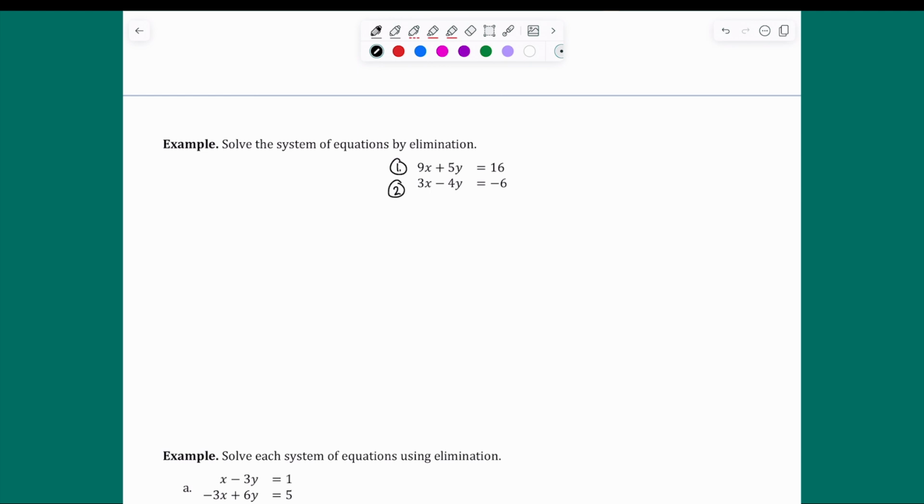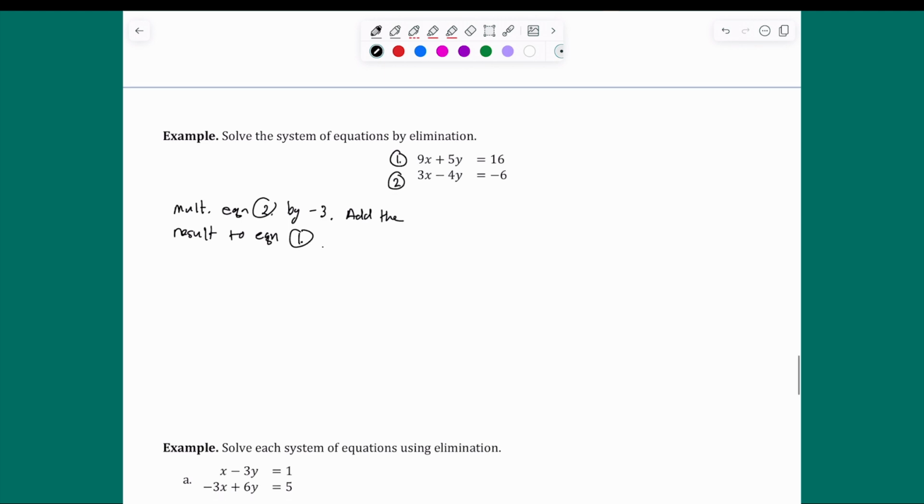And so we're going to multiply equation 2 by negative 3. And then what we're going to do is add the result to equation 1. Okay. All right, so let's multiply equation 2 by negative 3. So doing so, we get negative 9x plus 12y equals 18. All right, so now we're going to add this result to equation 1, which is 9x plus 5y equals 16.